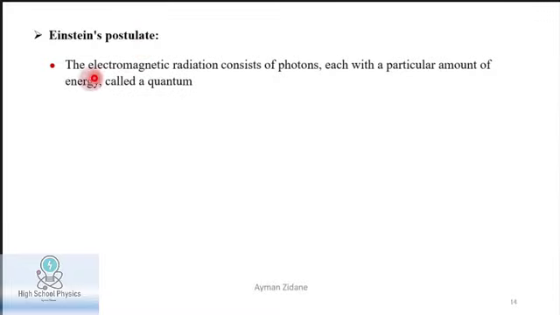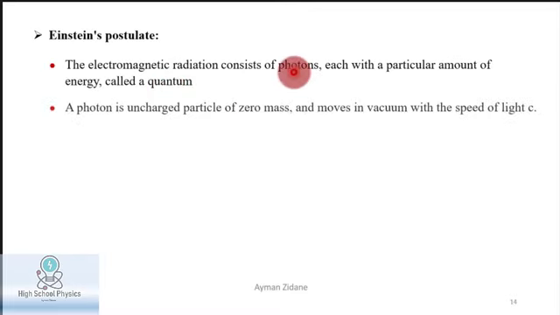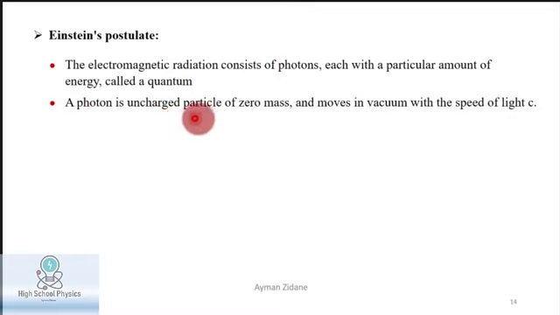Okay, the electromagnetic radiation consists of photons. So the radiation consists of an infinite number of photons. Each photon has an amount of energy called quantum. Okay, and the energy of this photon is hν, as Planck said. A photon is an uncharged particle of zero mass and moves in vacuum with the speed of light c.